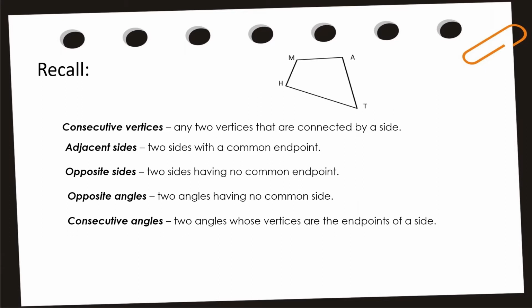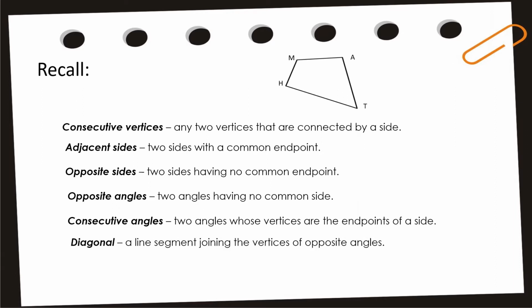Next, we have consecutive angles. When we say consecutive angles, it means two angles whose vertices are the endpoints of a side. Example, angle M and angle A are two consecutive angles. Another one, angle A and angle T. Another pair of consecutive angles are angle M and angle H. Another one, we have angle H and angle T. Angle H and angle T are also consecutive angles. As you can see, they are connected by a side.